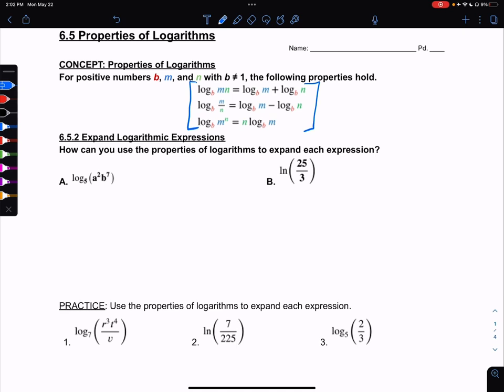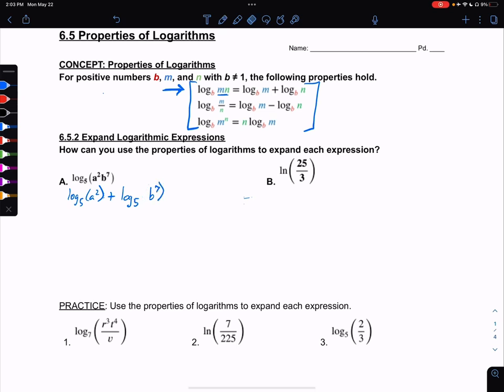So the first thing we're going to look at is this one right here. We have m times n, and in this case we have a squared times b to the 7th. So what this property tells us we're allowed to do is if we're multiplying, in this case m and n, you're allowed to separate them here using addition. So that's exactly what we're going to do. We're going to take log base 5 of a squared, and we're going to add to that log base 5 of b to the 7th.